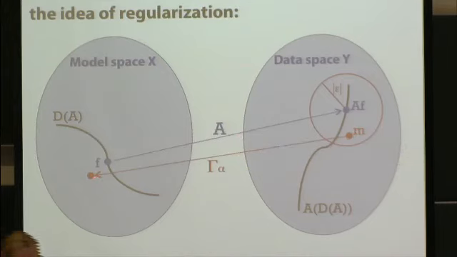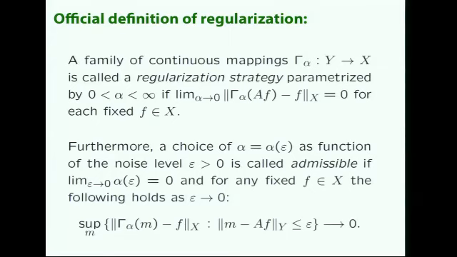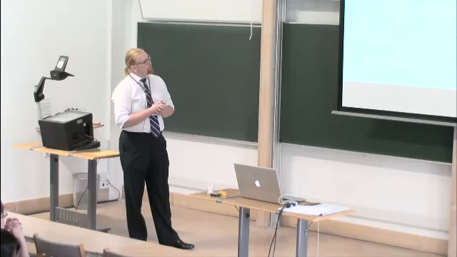And let's see the definition from Andreas Kirsch's book, the definition of regularization. So let's see what we have to do. We need to construct a family of continuous mappings from Y to X, called a regularization strategy. And the regularization parameter that parameterizes these maps should behave like this: if we had the ideal infinite precision data, then at the limit when the regularization parameter goes to 0, we should get the exact reconstruction back.